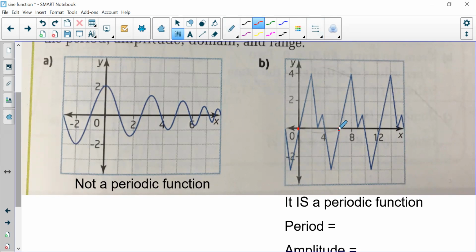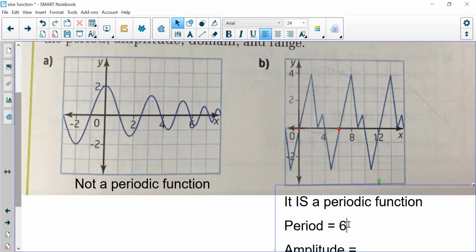What's the length? Don't go by ones though, Makai. Look at your scale. 6. Good, it's 6. It goes by 2s. Good. So the period is 6. And I don't know what this means. It doesn't tell me if that's days, hours, or months. Okay, so I'm just going to put 6 on there. It repeats every 6 units.